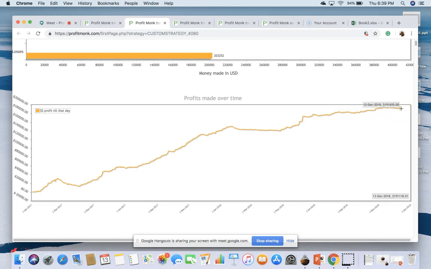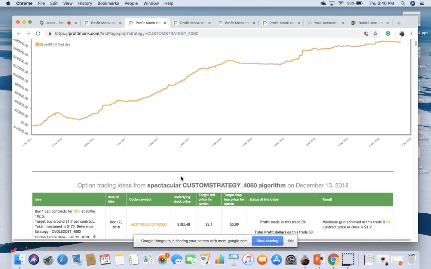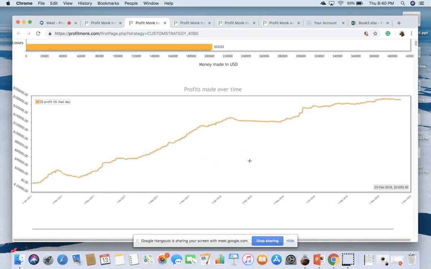So in about a month and a half of absolute volatility and bad market crashes, this strategy still did okay. And consider that it's only buying calls and nothing else. If you go down, it's basically all the same kind of thing, which is buy this call and buy that call. It's quite interesting.